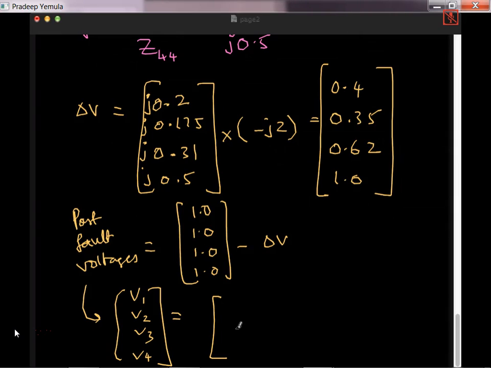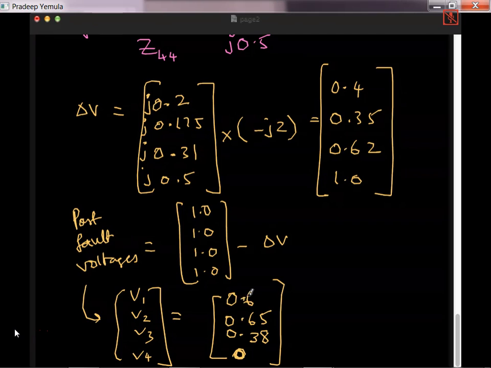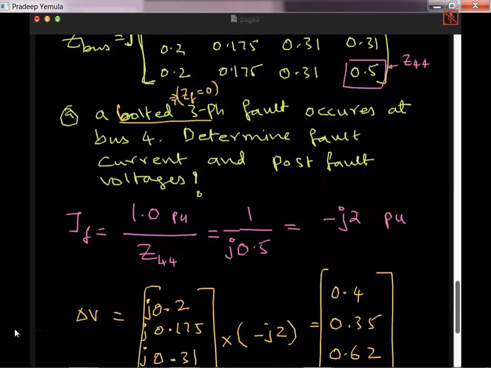1 minus 0.4 is 0.6 per unit. 1 minus 0.35 is 0.65 per unit. 1 minus 0.62 is 0.38 per unit. And finally, this is 0 per unit. Because there is a fault at bus 4, the bus 4 voltage falls to 0. Bus 3 voltage is 0.38, bus 2 voltage is 0.65 and 0.6 and so on. So these are the post fault voltages.